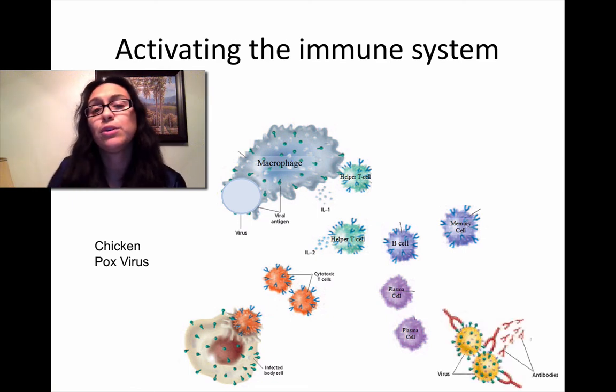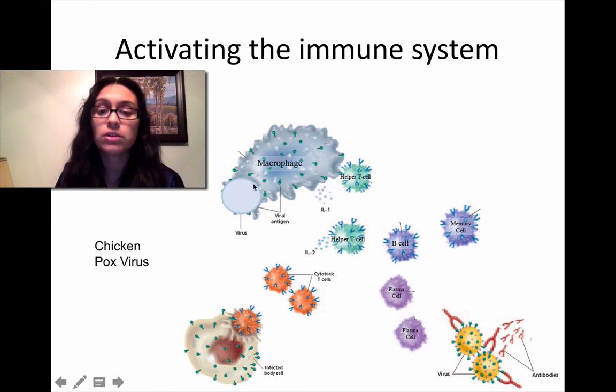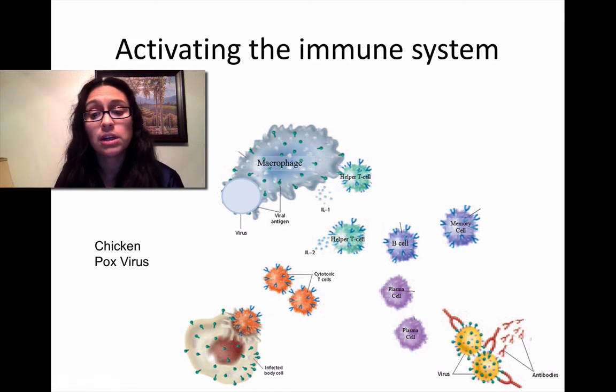So that is how your immune system gets activated. What you really need to know is that the macrophages are the first cells. Helper T cells are next in helping turn on the immune system. Cytotoxic T cells hunt the body and destroy any infected cells, while your memory cells, of course, are the memory, and plasma cells make millions of antibodies.